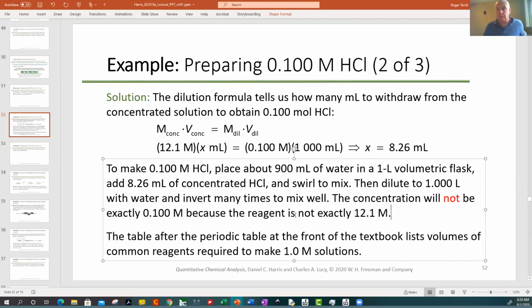Because the reagent here, the concentrated acid, is not exactly at 12.1. The reason is that every time you open a concentrated HCl bottle, a little bit of HCl gas escapes. And then when you recap it, a little more will evaporate, you open it, a little more escapes. So the concentration will be coming down slowly. So that's just sort of a practical point.